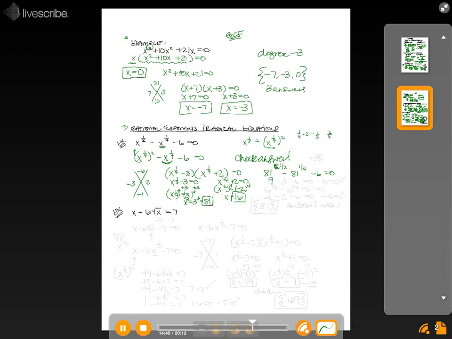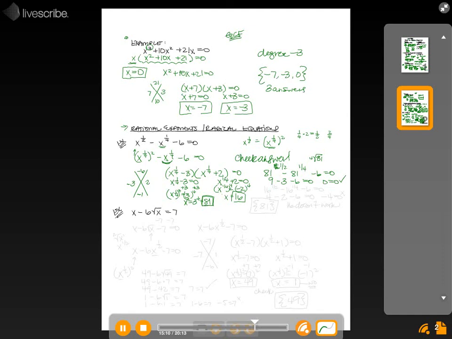Minus 81 to the 1/4, you could put that in your calculator again, or you could think of it as the 4th root of 81, which happens to be 3, and then minus 6 equals 0. 9 minus 3 minus 6, that's 0 equals 0. Well, that one works. So this is part of the answer to our problem.